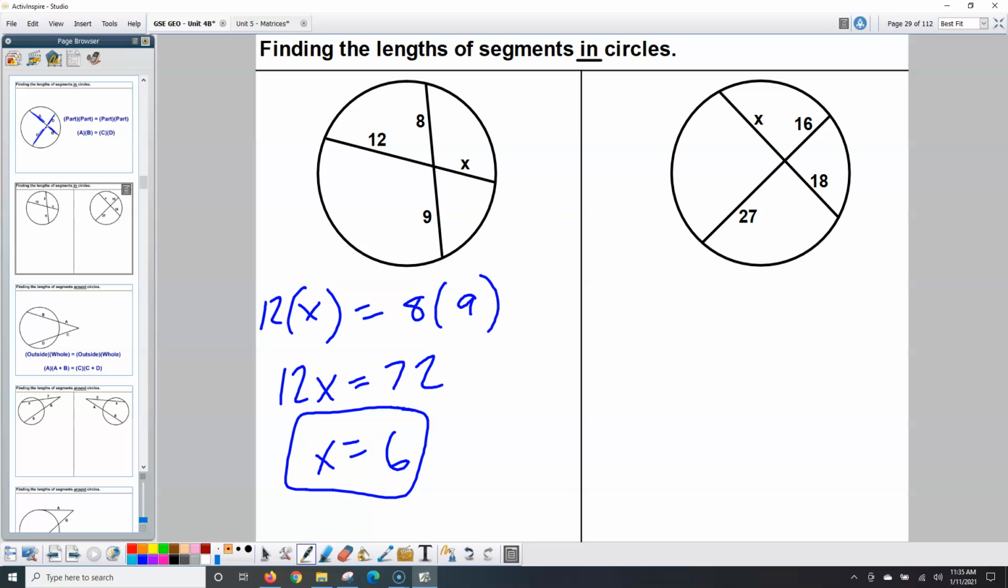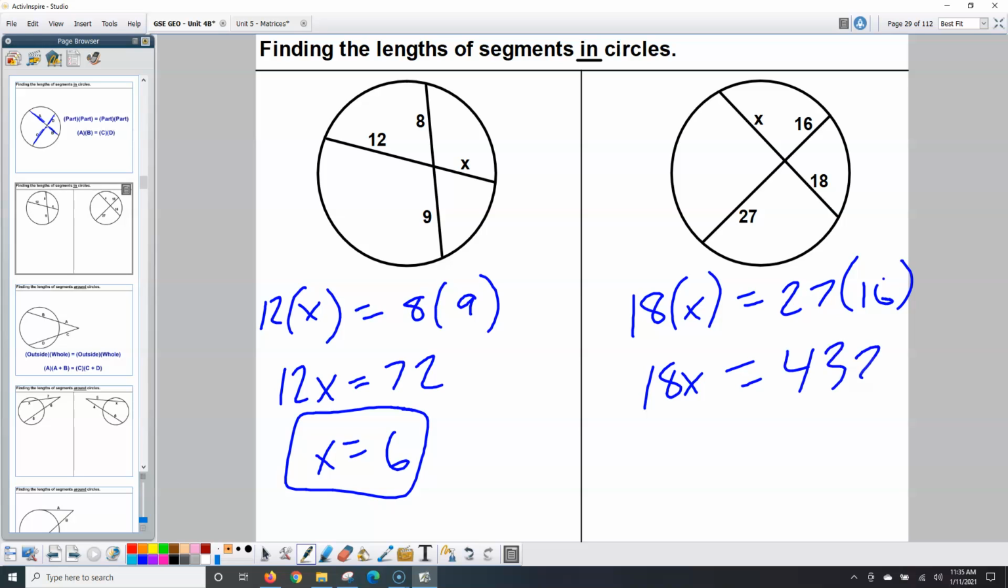Try that next one. Push pause real quick. Part times part equals part times part. These are big numbers. I need a calculator. That's 18x equals 432. Divide by 18 on both sides, you get 24, hopefully.